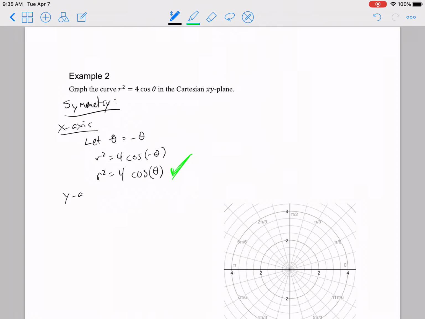Next, let's do the y-axis. And here we've got to let r go to negative r, and theta become negative theta. And so this becomes negative r squared equals 4 cosine negative theta. Now here, this is negative r times negative r. That's just r squared. This is 4 cosine negative theta. Again, it's even, so it becomes cosine theta. So that's a big check mark again. This one worked, and we're set.